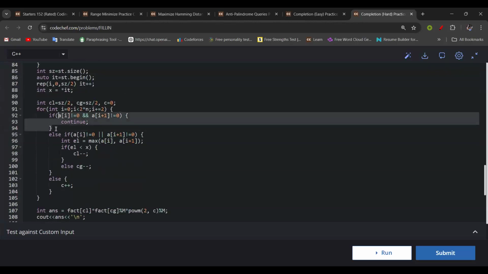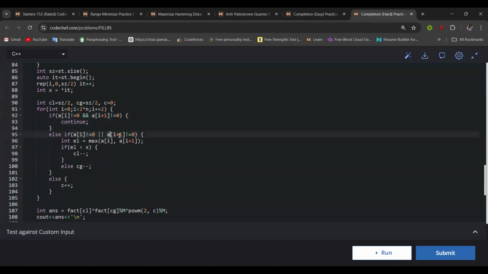Here, if it's this case, we have already considered that by erasing it, so we would just use a continue. Now, in the easier version, we just wrote A[i] not equal to 0. Here it can be A[i] is 0 and A[i+1] is non-zero. So both can happen. If any one of them is non-zero, that means there is a 0x case or x0 case. Then my element is max of A[i] and A[i+1]. So one of them is 0, and the max function will return the value which is present, not the 0. If that element is less than x, CL--, otherwise CG--. And if both of them are 0, then C++.